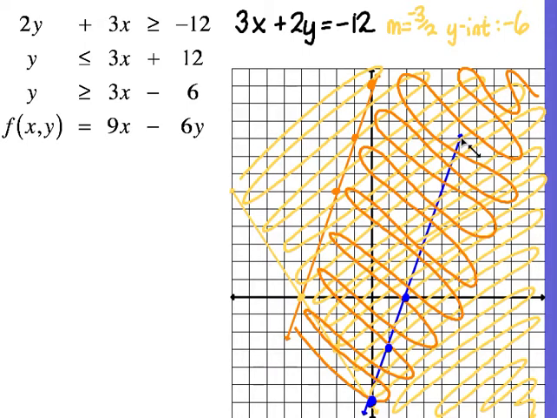Up 3 over 1. Oops, I'm a little bit off. Let's try that one again.